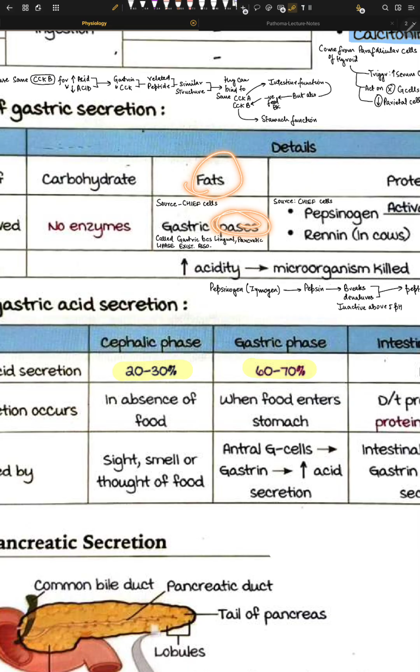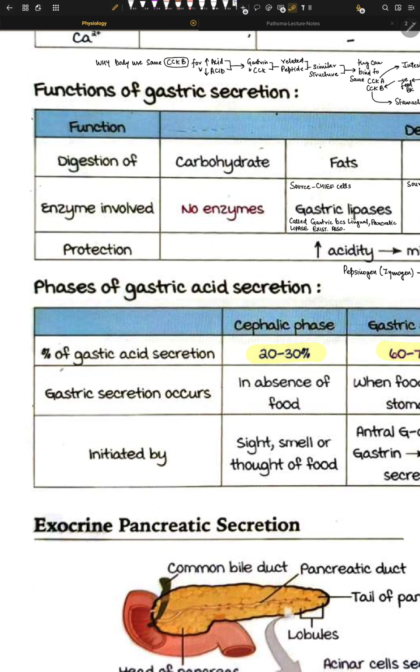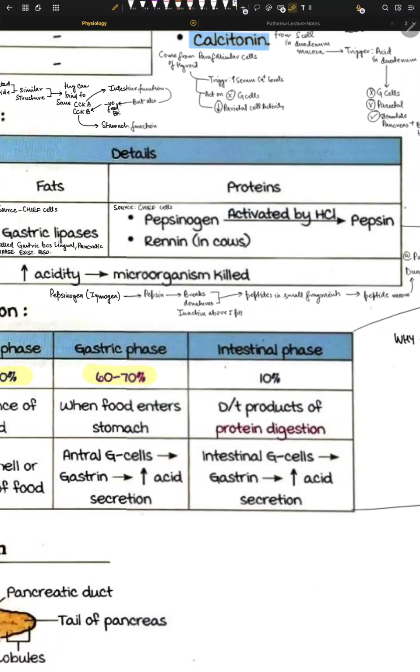So fat digestion can happen from saliva. It can happen from the stomach. It can happen from the pancreas. That's an important concept. Why? Because we have these cells that can produce lipases. We cannot digest carbohydrates because we have no enzymes for this carbohydrate.